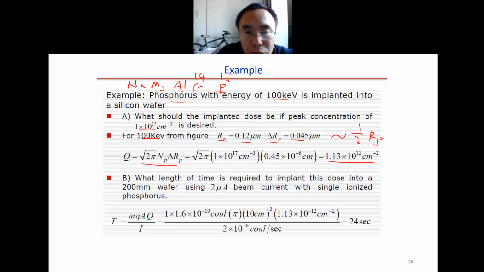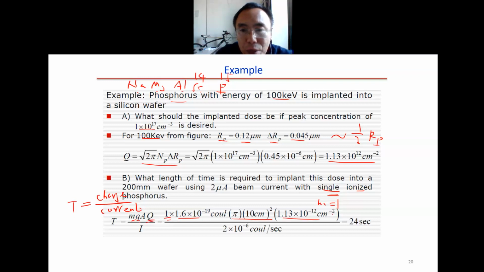So what length of time is required to implant this dose into a 200 millimeter wafer using a 2 microampere beam current with singly ionized phosphorus? The formula is given back here. The time equals the charge divided by the current. The total charge is given by M, where for singly ionized phosphorus, M equals 1. This is the charge of the electron here. A is the area here, pi r squared, and the dose is given back here per area. The current is 2 microampere. It gives you 24 seconds. Thank you.